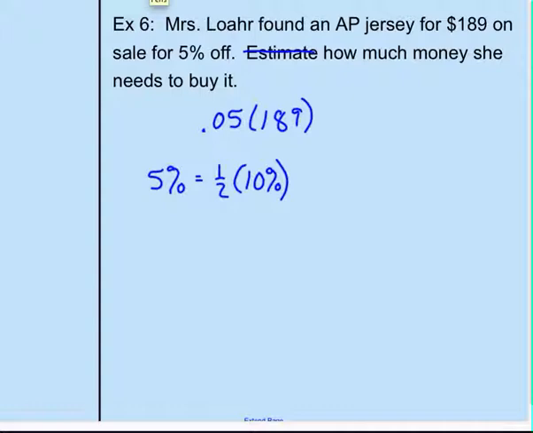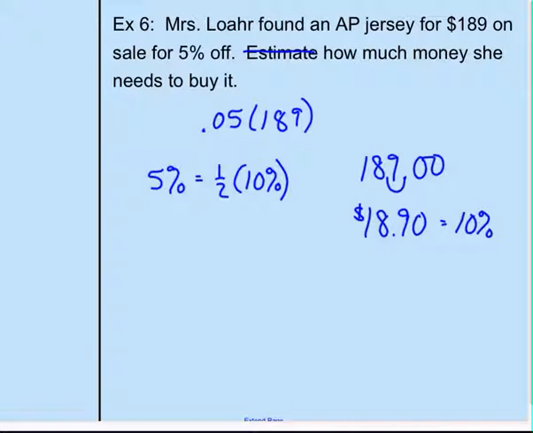All you have to do is move the decimal point one place to the left. So in a number like $189, we move the decimal one place to the left, and $18.90 equals 10%. Well, I want half of that because 5% is half of 10%. So I'm going to divide this by 2. 18 divided by 2 is $9, and 90 cents divided by 2 is 45 cents. So I save $9.45.